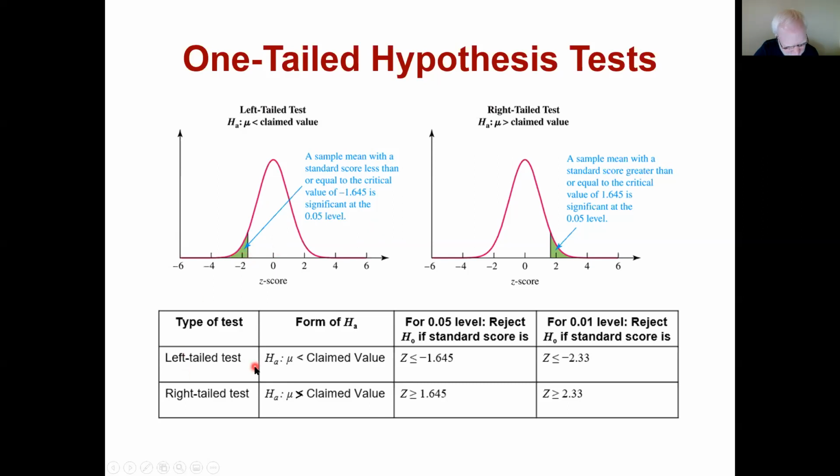So yeah, left-tailed test. The hypothesis is less than a claimed value. For the 0.05 level, we reject the null hypothesis if the standard score is less than minus 1.645. For right-tailed, we do it if it's greater than 1.645. And for the 0.01 level, reject if it's less than negative 2.33 or greater than 2.33.